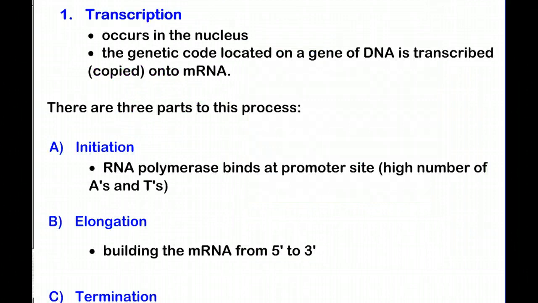Okay, so the first part of transcription is, where does it occur? It happens in the nucleus. It needs to happen in the nucleus because we want all of these safe protective mechanisms that we're going to put in place to happen in a safe place before we send it out into the cytoplasm. So the genetic code located on a gene of DNA, remember a gene just represents a certain portion of DNA, is transcribed and copied into mRNA.